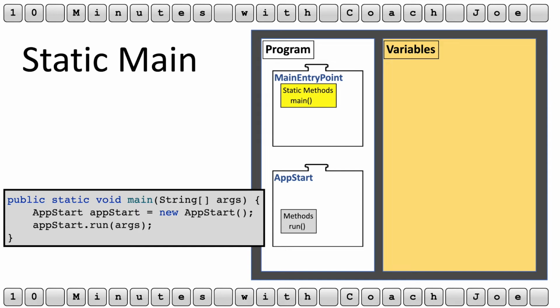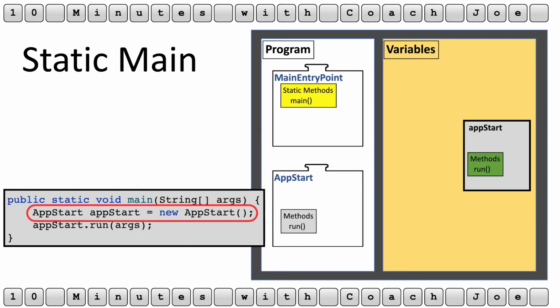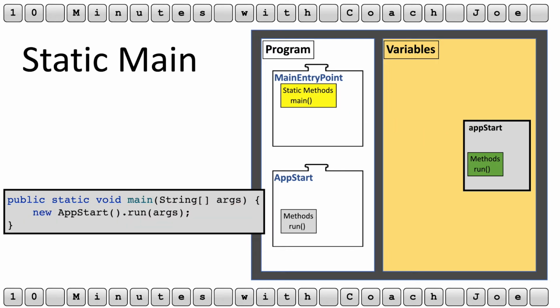Here is an example of the main method inside the main entry point class. The main method should instantiate the app_start class and call the run method. This could be simplified to create new app_start class and call the run method. Try to remember, the purpose of the main method is to instantiate an object and call the method that controls the flow of the application.